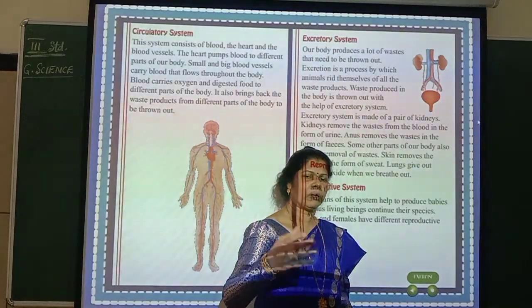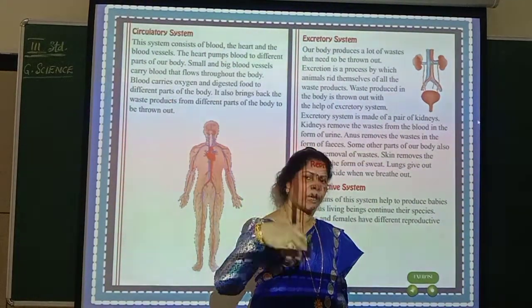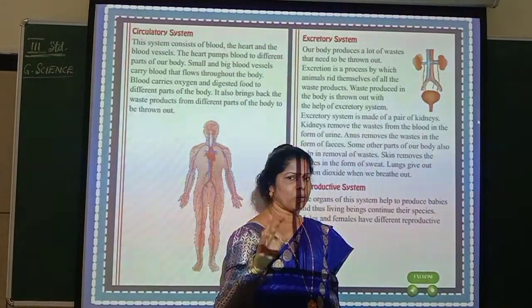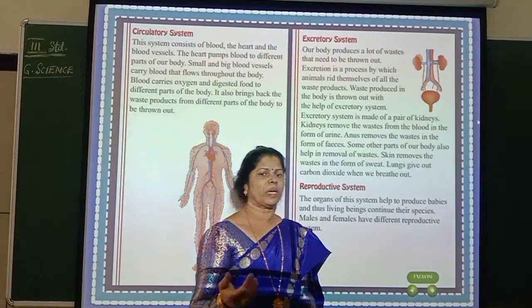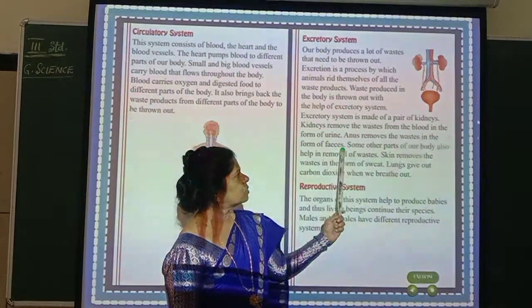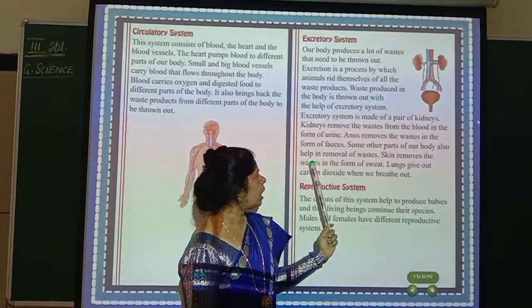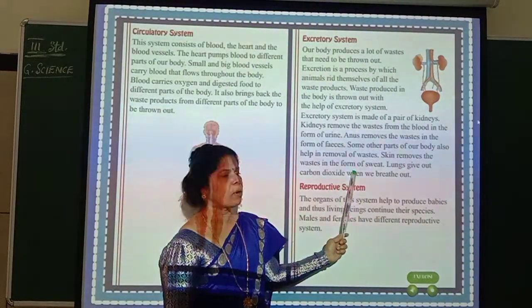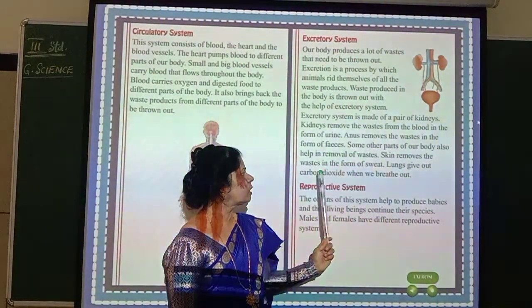In the urine, the waste salts also come out. So during summer, more urine will not be there; more sweat will go, that is, through the skin. Understood? Now, some other parts of our body also help in removal of waste. Skin removes the waste in the form of sweat. Lungs give out carbon dioxide.